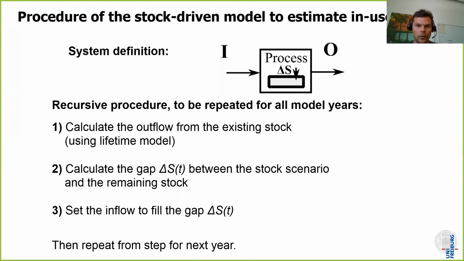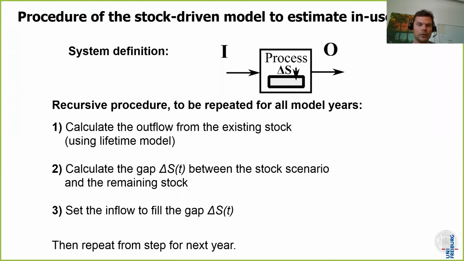We go year by year, and for each year we first calculate the outflow of historic years. So let's assume we are in the model year 2060. We calculate how much of the previously consumed steel in all previous years is leaving the stock exactly in 2060. This we do by applying our lifetime distribution that we showed before.